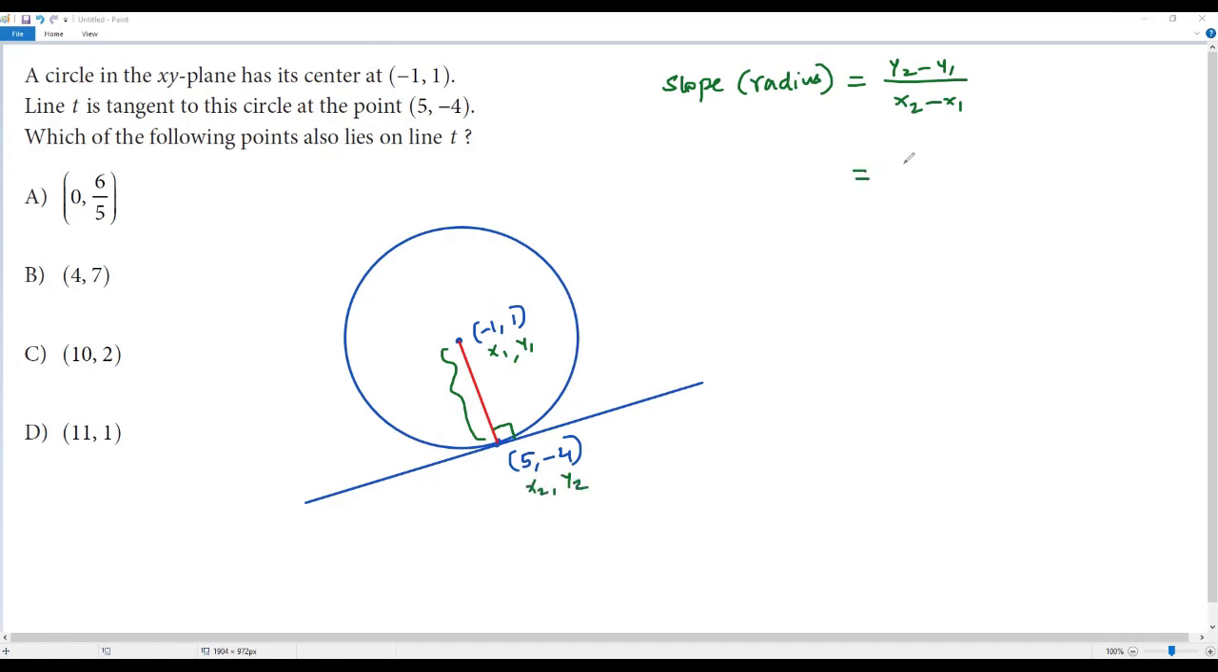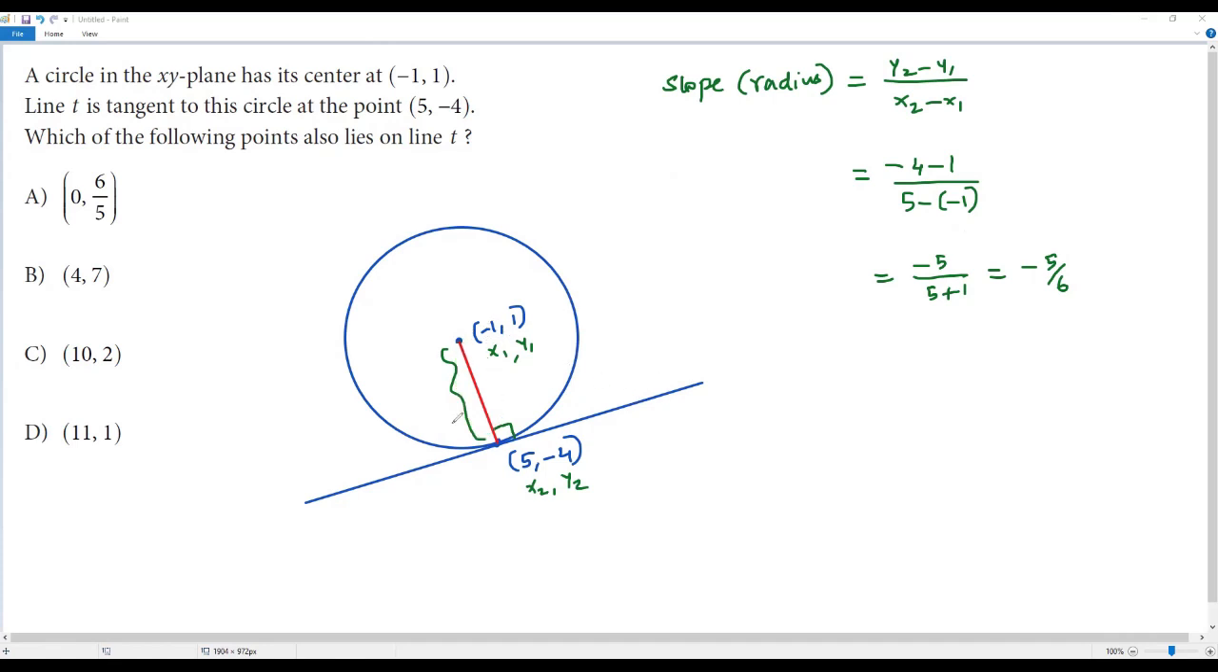Let me plug in values over here. For y2 we have -4, and for y1 we have 1, and for x2 we have 5, minus x1 which is -1. We have -5 in the numerator. 5 minus negative 1 is positive 6. We get -5 over 6. Here I got the slope of the radius.